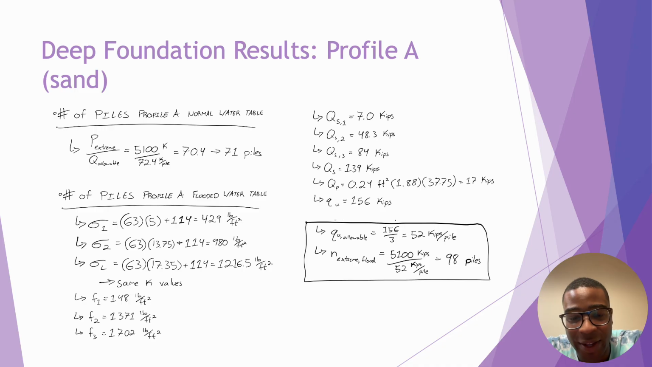And here it's obviously smaller since we have the saturated sand layers, and we get an allowable capacity per pile of 52 kips per pile. We take the 5,100 kips divided by our capacity per pile, and here we get 98 piles required to serve.